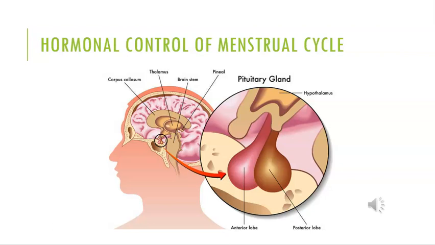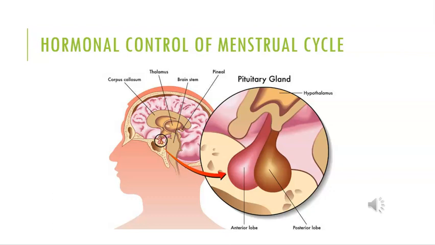Now let's talk a little bit about what happens during the menstrual cycle. So the pituitary gland is actually what is responsible for hormonal control of the menstrual cycle. An important hormone that the anterior pituitary releases is called gonadotropin releasing hormone, also known as GnRH. Around the start of menses, or when a woman starts her period, GnRH is released by the hypothalamus. And the hypothalamus includes the pituitary gland.